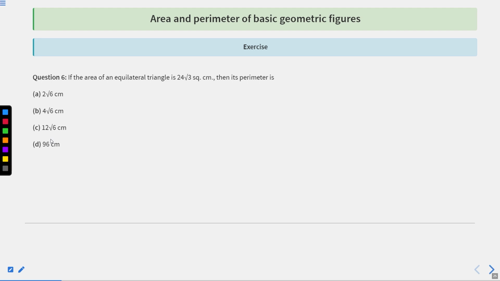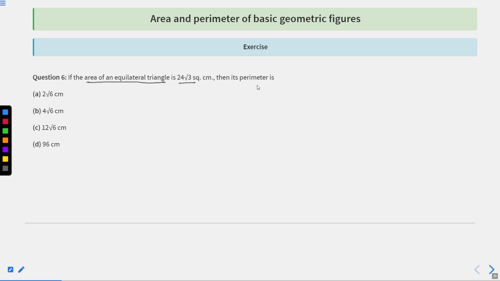If the area of an equilateral triangle is 24 under root 3 square centimeter, then its perimeter is. So in the question, we are provided with the area of an equilateral triangle. And when I say area of an equilateral triangle, immediately the formula to calculate it should strike your mind. Then only you will be able to solve the question quickly. It is given that the area is 24 under root 3. Then find the perimeter. So this is what we are asked.